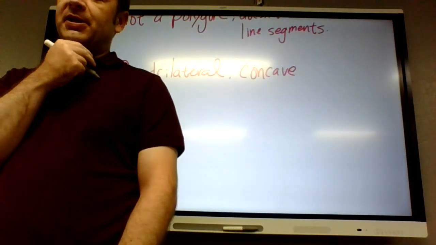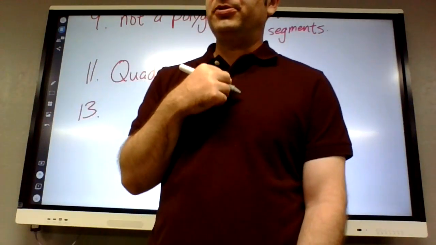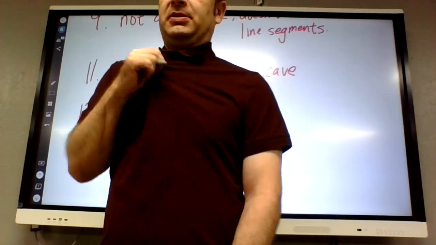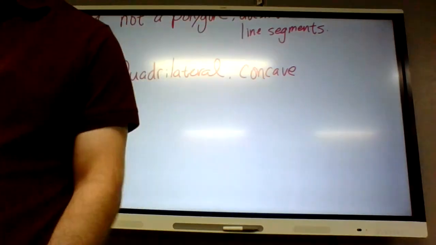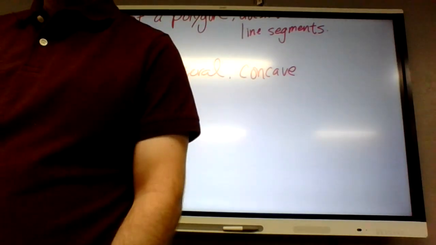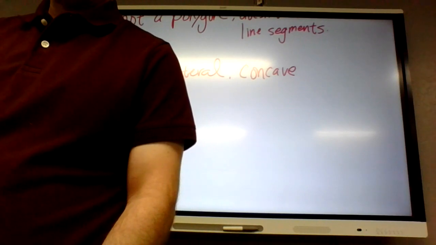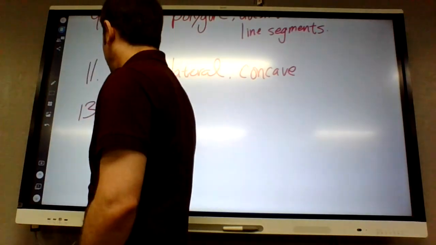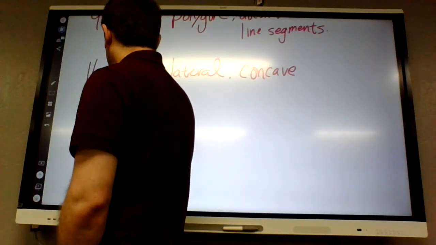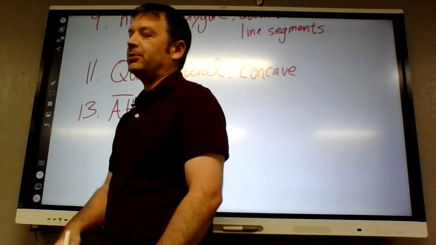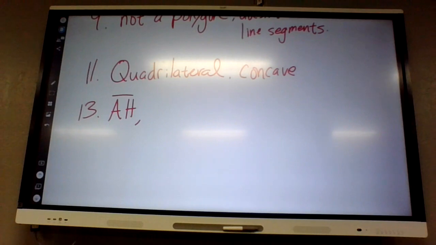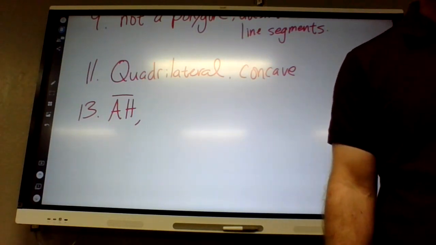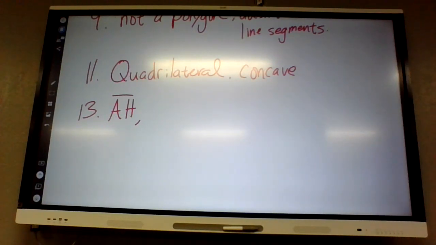Name the sides of the polygon. So what would one of the sides of that polygon be on 13? Segment AH, right? Yeah. Okay, and you have to list them all. I'm gonna let you guys do it. I'm not gonna do it.